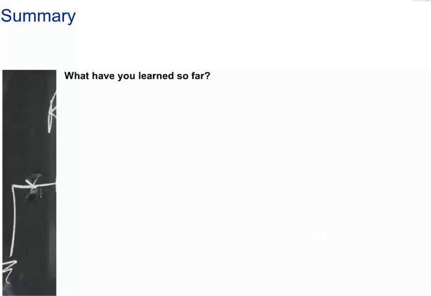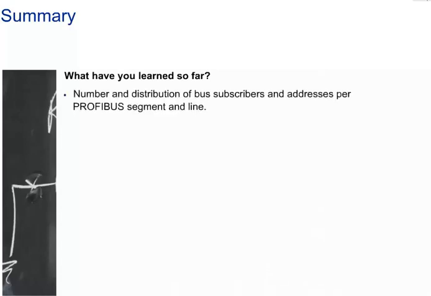Now let's summarize this learning module. So, what have you learned so far? The number and distribution of bus subscribers and addresses per Profibus segment, which must not exceed a total of 32 subscribers per segment and 126 subscribers per line.